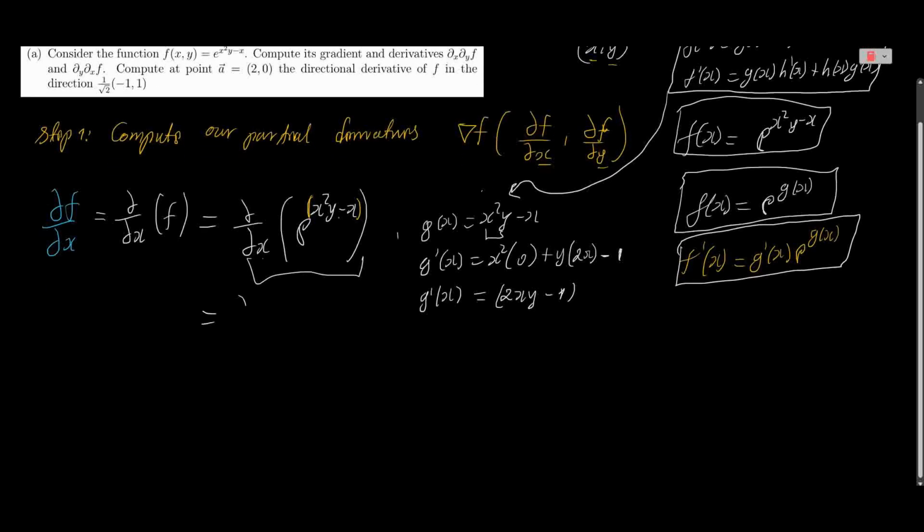So in essence, we could write this as e raised to the power g of x, and this implies that this will be g prime of x e raised to the power g of x, and g prime of x is 2xy minus 1 multiplied by e raised to the power g of x. G of x is x squared y minus x.